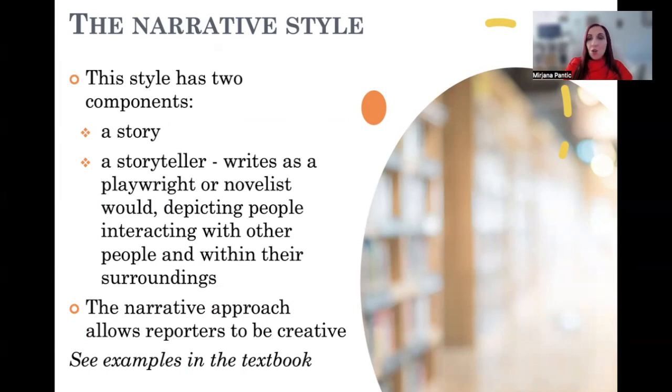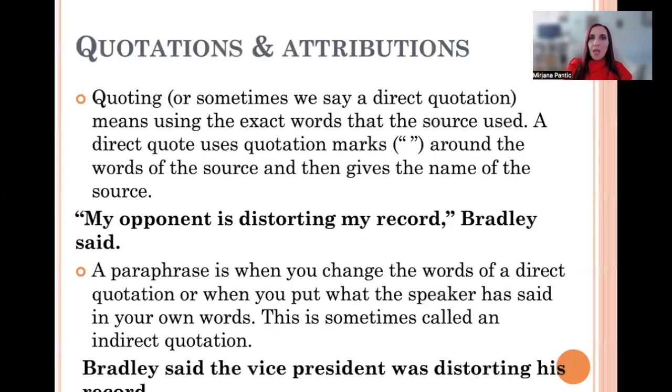So also see examples in the textbook, because I'm not going to go into detail about these three styles in this lecture, as my focus is the inverted pyramid, which is the most common style. But we can talk more about these three styles in class.